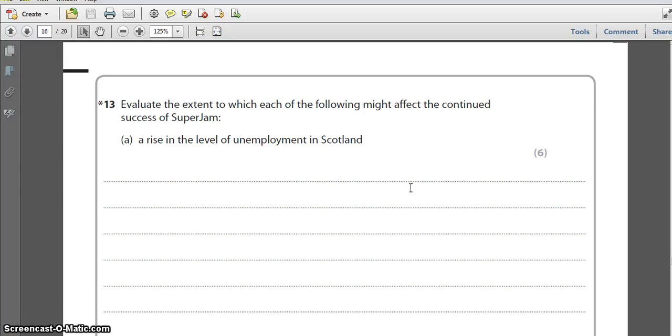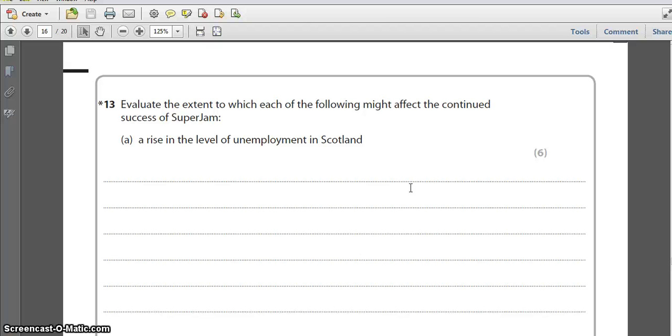Why is Scotland important? Because that's where the business is based. They do sell products outside of Scotland, but they sell products primarily in the Scottish market. So why would rising unemployment affect Superjam? Well, as you should know, when unemployment goes up, that means consumers in general have less disposable income. If consumers have less disposable income, then demand for most products, not all, will go down. Therefore, demand for jam, which is not a necessity, it's more of a normal or luxury good, is likely to go down because of that.